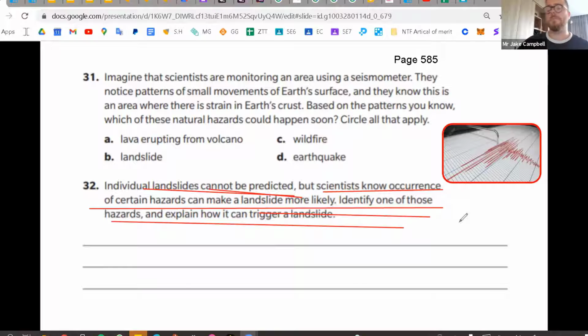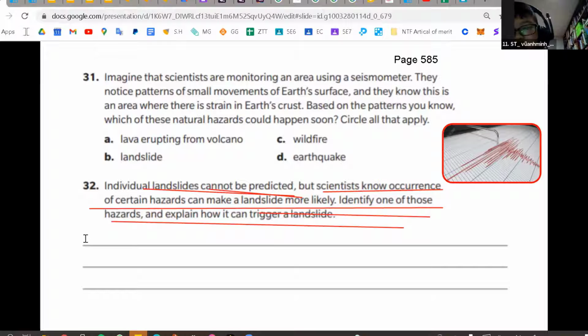Please give me some examples of hazards that cause landslides. Earthquakes? Good. Any more? Earthquakes. Anything else? Volcanoes. A landslide can't cause a landslide. I know, yeah, that's crazy. But yeah, volcanoes too. But class, for this question, we are all going to use the example earthquakes.